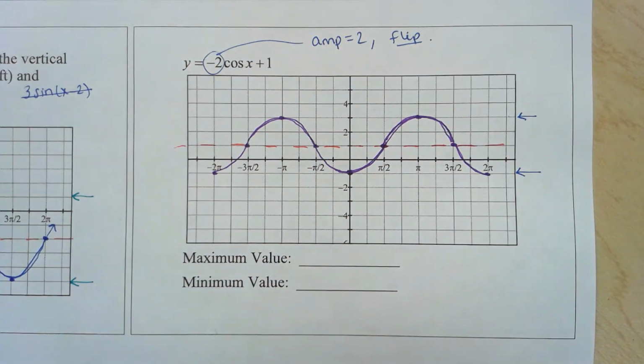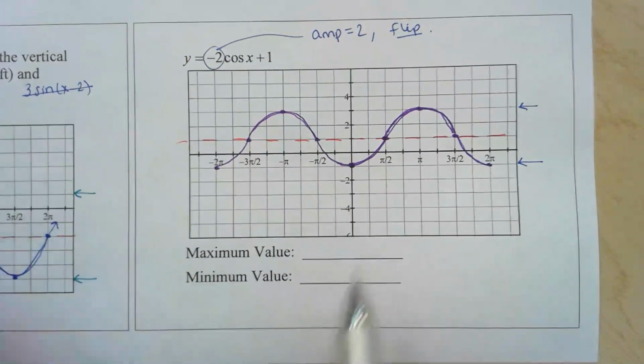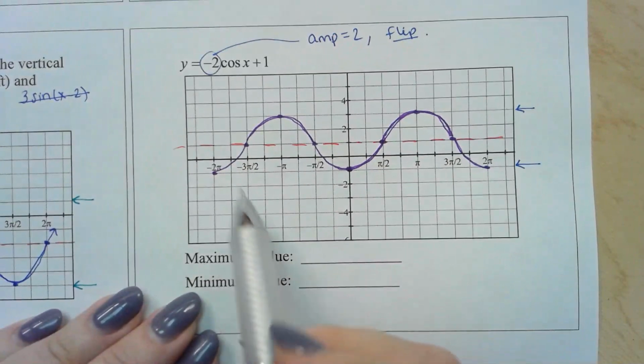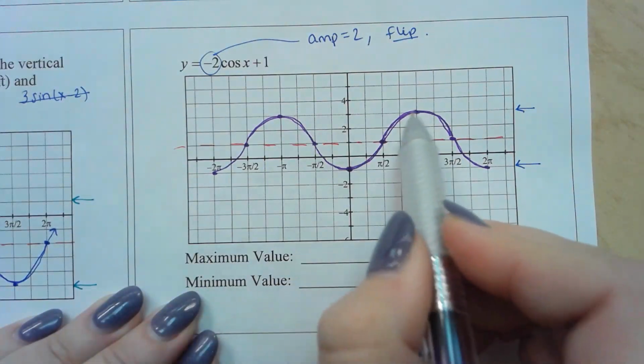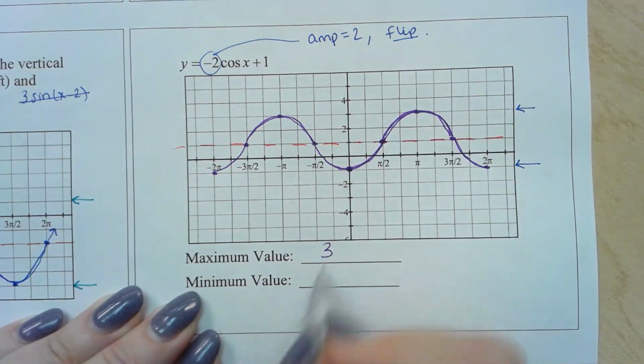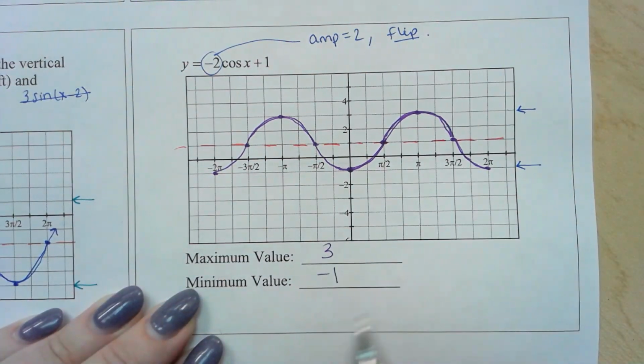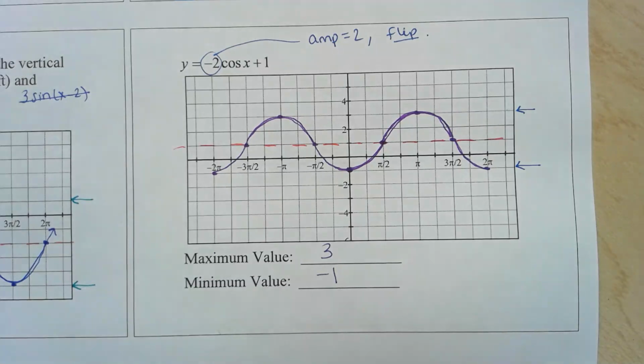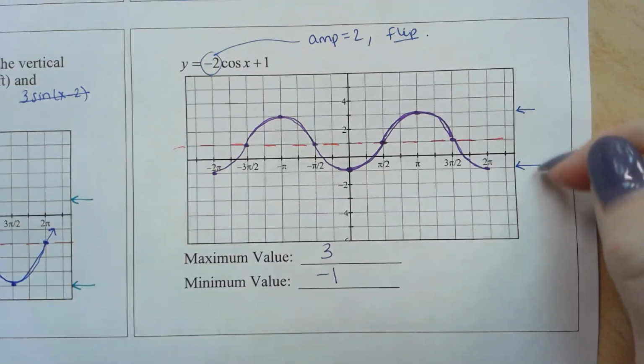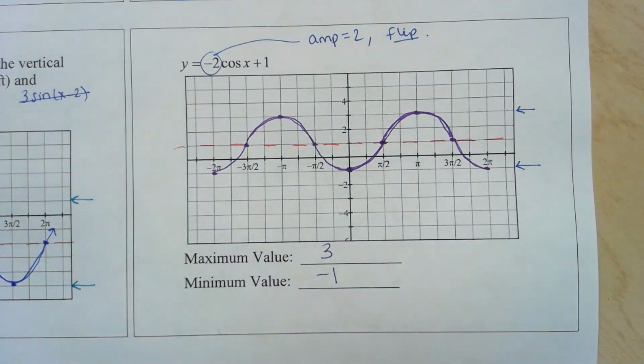Okay. Now we've got some questions at the bottom. What is the maximum value? Oh, on this graph, what is the highest point we ever reach? It's 3. The minimum value, or the lowest the graph ever gets, is -1. We could have answered that question before we did any graphing, right? We had those numbers right here.